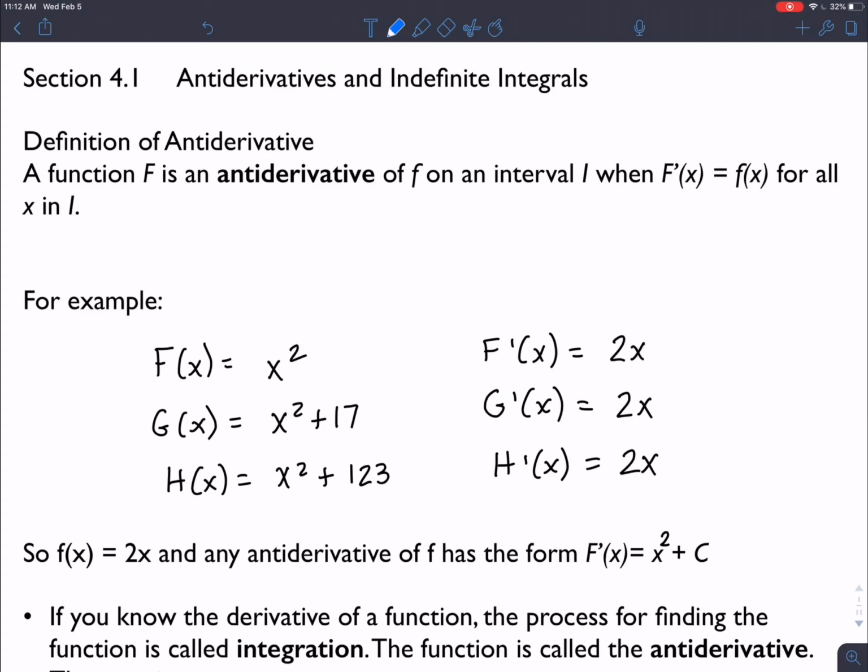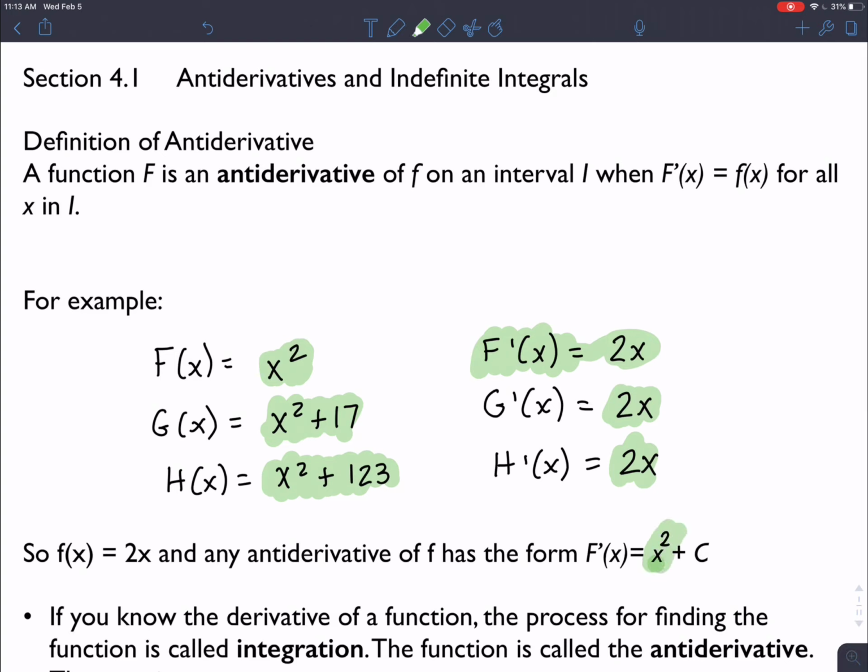So let's look at a couple examples of that. Previously, we've been working on derivatives, so if I gave you some function and asked, what is the derivative of x squared, you would say the derivative of that is 2x. That's pretty easy, we've been doing that. What about the g of x function, x squared plus 17? Well, the derivative of that is still just 2x. Then we look at the capital H of x function, and we take the derivative of that, which is 2x again.